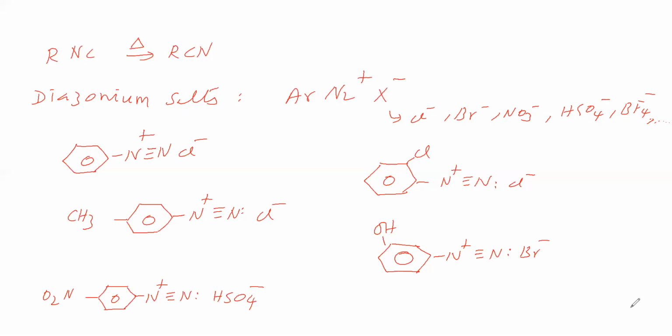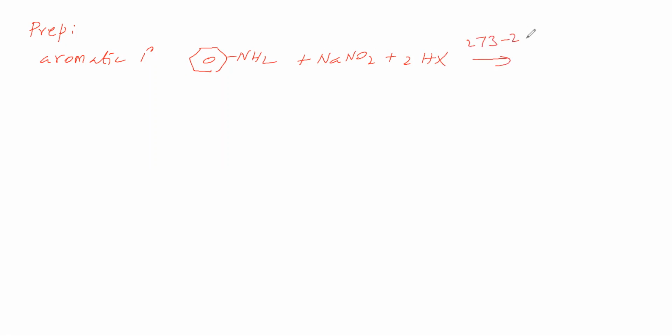So, now we will go for preparation of diazonium salts. We will take an aromatic primary amine, that is aniline. To this we will add the salt NaNO2, and we will add an acid, and we will keep the temperature at 0 degrees Celsius to 5 degrees Celsius. So what is the product we are getting? The product is benzene diazonium.